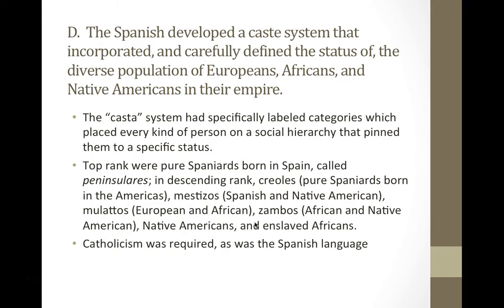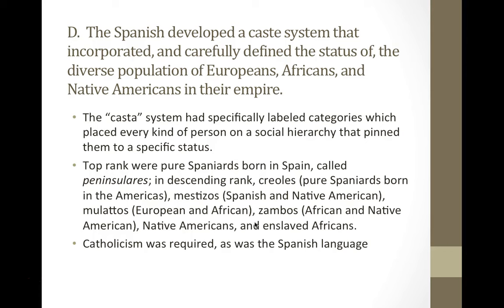We're going to get the casta system, basically the Spanish caste system. If you remember the caste system from India, I think you learned about last year in world history or humanities. We're going to get these labeled categories. On the top, we're going to get the Spaniards, pure Spaniards, born in Spain. After that, we're going to get the Creoles, which are Spaniards that were born in the Americas. The Mestizos, which are Spanish and Native American combination. The Mulattoes, which are the European and African combination.